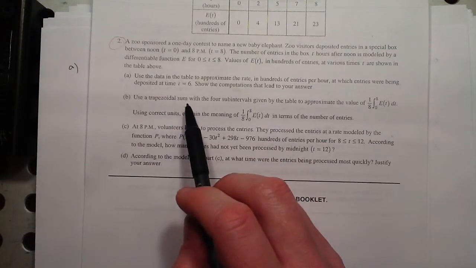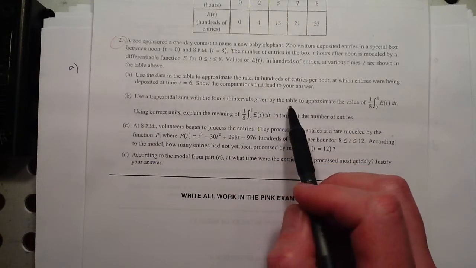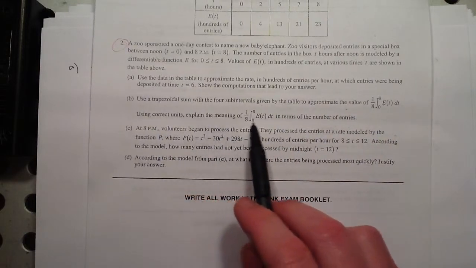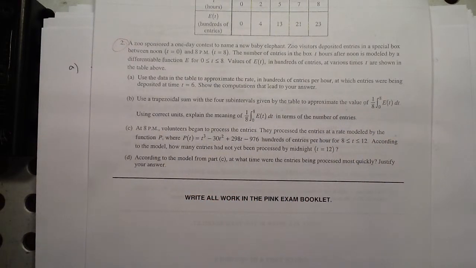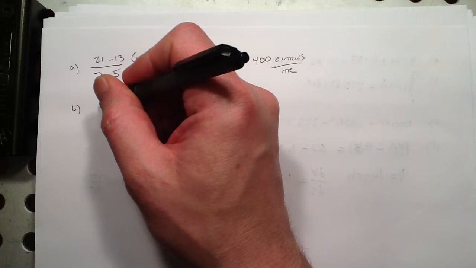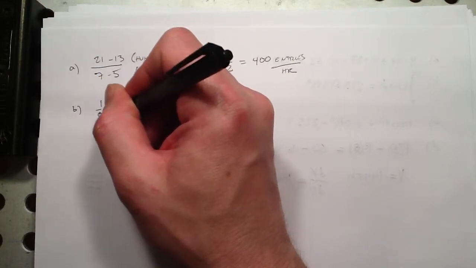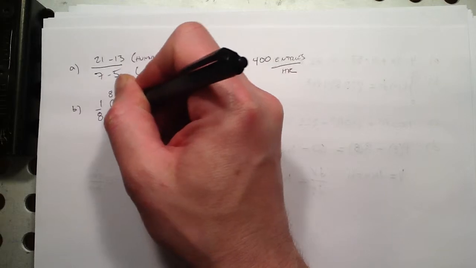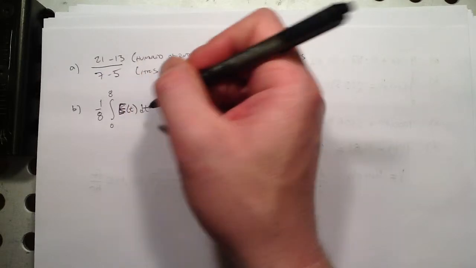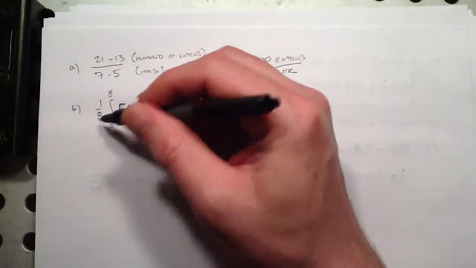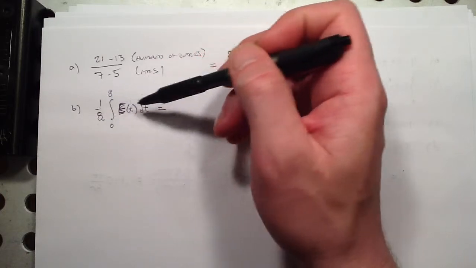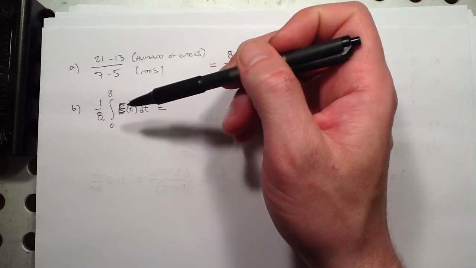Part B. Use a trapezoidal sum with the 4 subintervals given by the table to approximate the value of this integral. And then, using correct units, explain the meaning of that integral in terms of the number of entries. All right. So, they want us to do 1 over 8 times the integral from 0 to 8 of E of t. Thinking ahead, this looks like average value, right? So this is going to be the average value of the E function from 0 to 8.